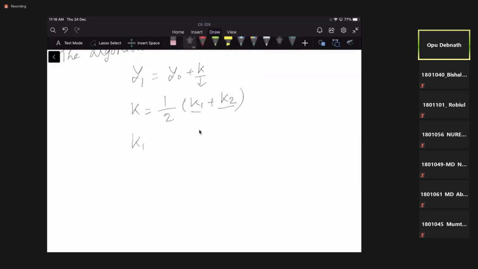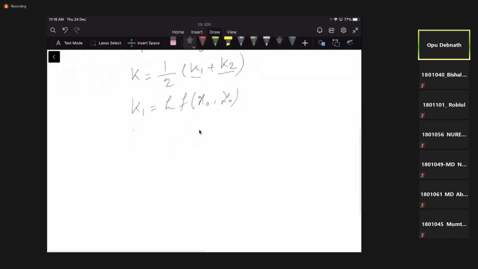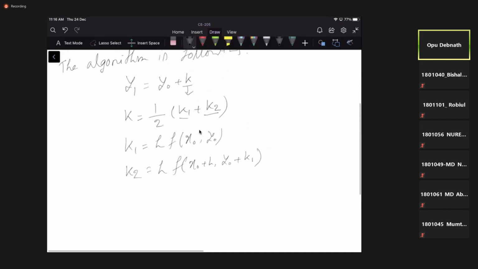You can find k1 by this: k1 is equal to h times the function of x0, y0, and k2 will be h times the function of x0 plus h, y0 plus k1. So at each and every step you should start from k1 is equal to h f of x0, y0, and then k2. Thereafter you will find k, and y1 is equal to y0 plus k.